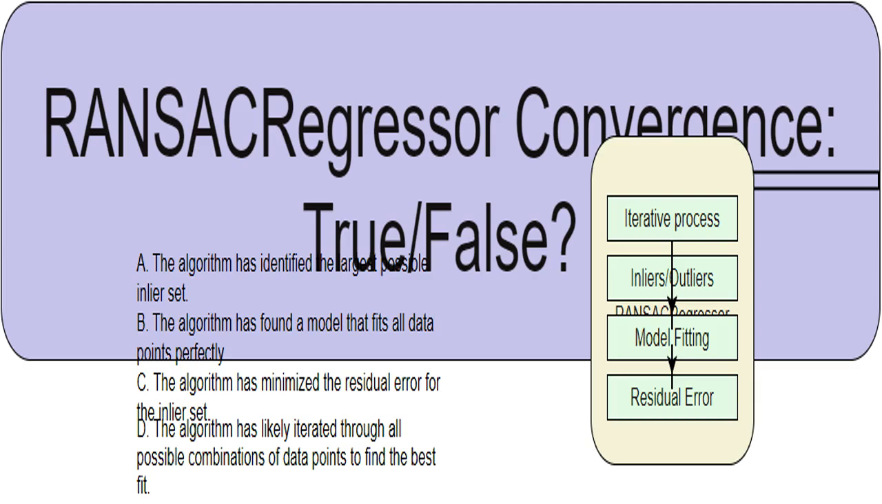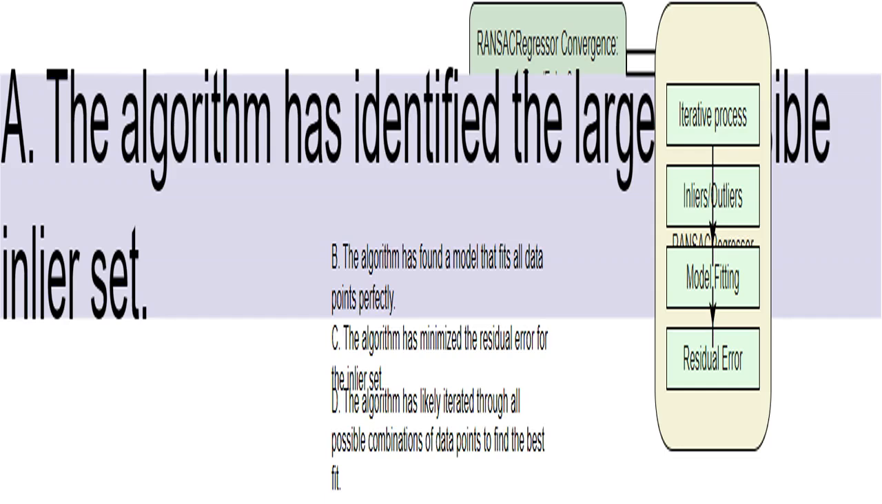That statement is wrong. RANSAC is probabilistic. It doesn't try every single possible combination of points to guarantee that it finds the absolute biggest group of inliers. It's more about efficiency. This isn't correct either.